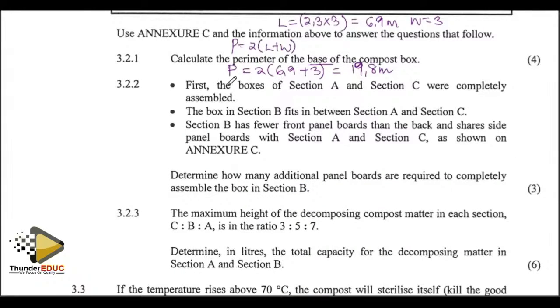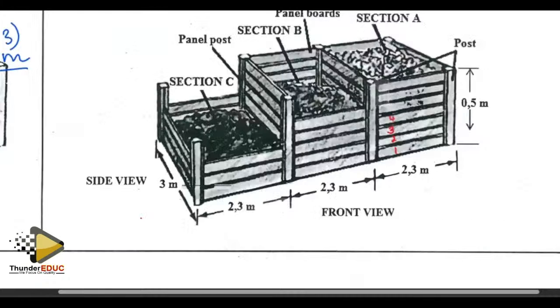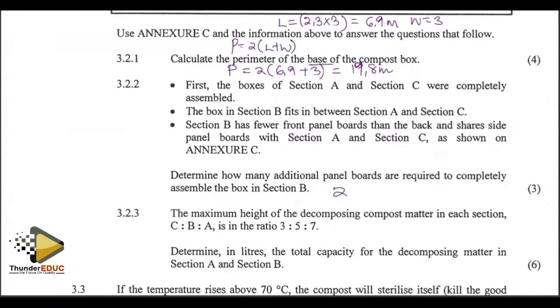The boxes of section A and section C were completely assembled. The box in section B fits in between section A and section C, has fewer front panels, boards 6, 7. So if you're to complete this part here, we also need 1, 2, 3, 4, 5. How many are missing here? How many are missing? There are 2. We shall come here and we say 2 panels. Okay, we come to this.